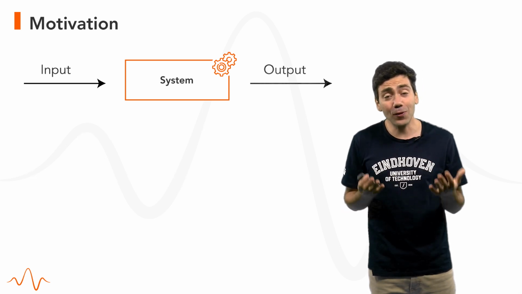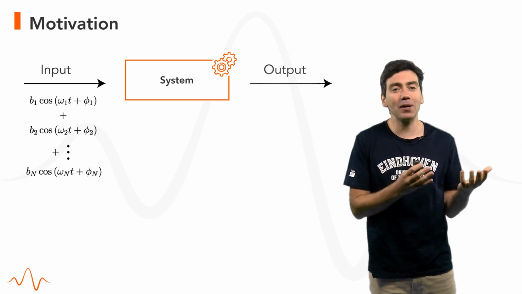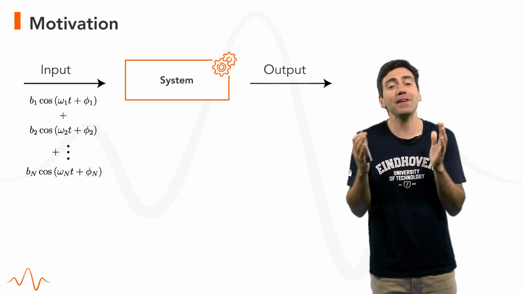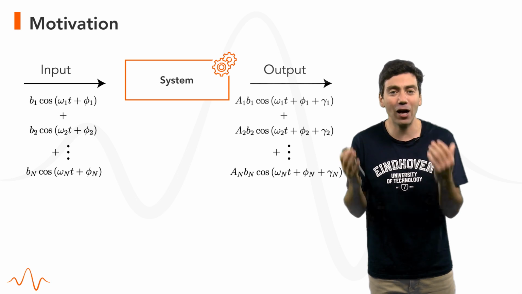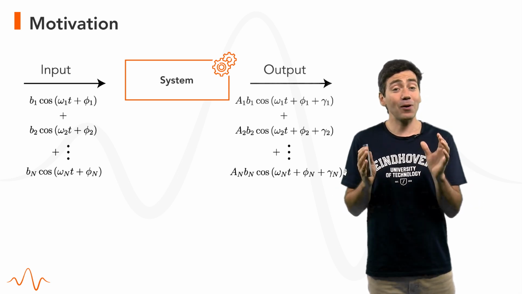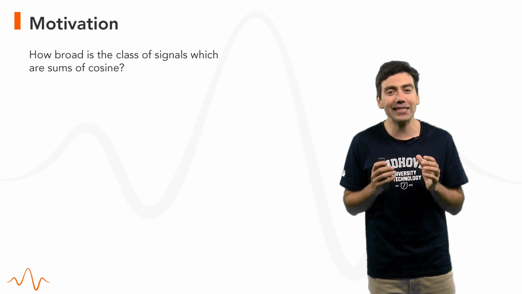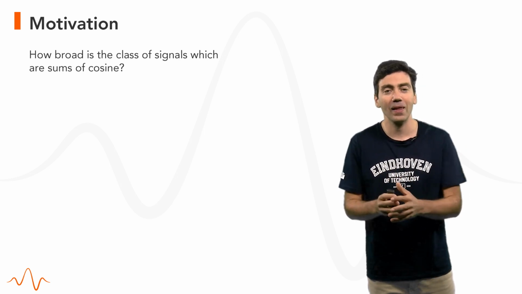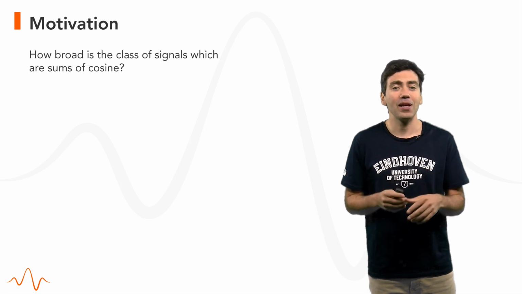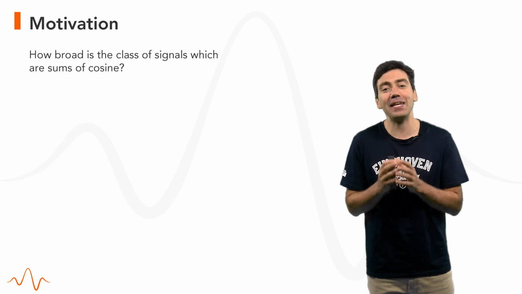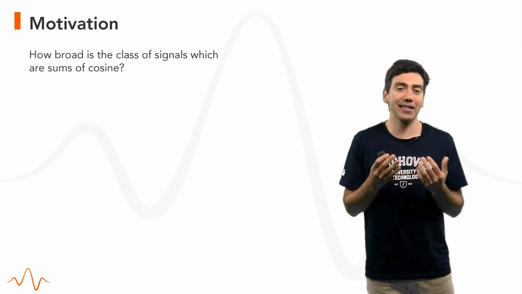So for this class of signals, which are sums of cosines with different amplitudes and phases, it is very easy to compute the output. We can simply circumvent the convolution operation. The question now is, how broad is this class of signals, which are sums of cosines or sines? Actually, very broad. Today, we will show that any periodic signal can be represented by an infinite sum of sines and cosines.